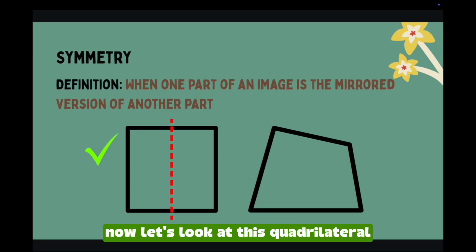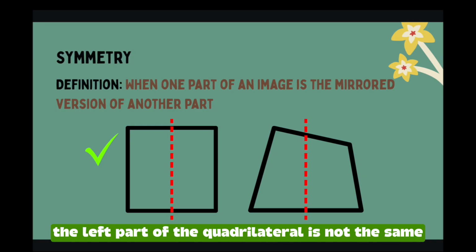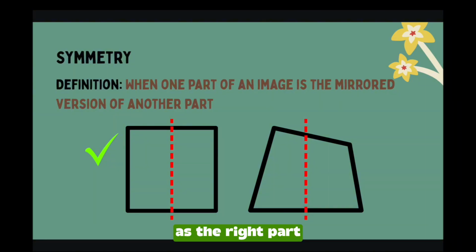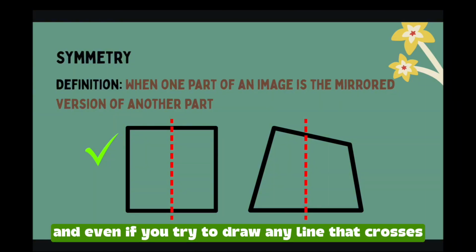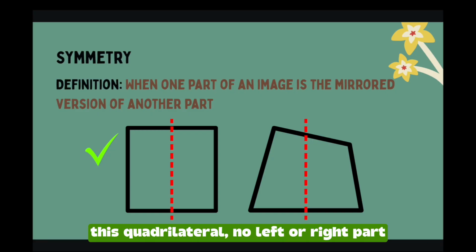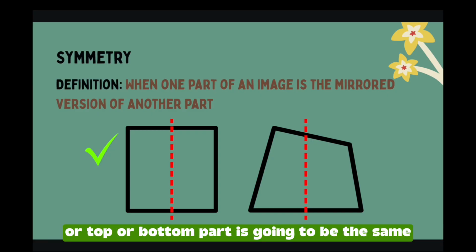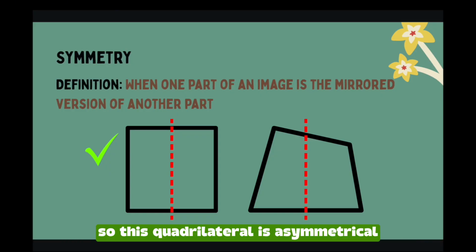Let's look at this quadrilateral. If you draw the same vertical line, the left part of the quadrilateral is not the same as the right part. And even if you try to draw any line that crosses this quadrilateral, no left or right part or top or bottom part is going to be the same. So this quadrilateral is asymmetrical.